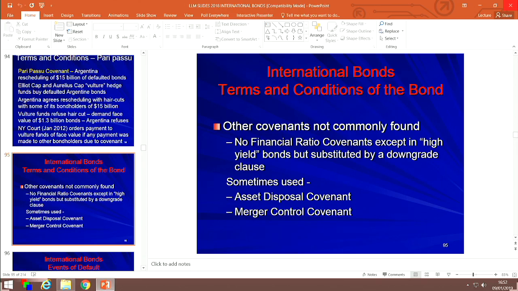Well, it'll be for the benefit of the investors. There's an asset disposal covenant, a merger control covenant. It'll be for the benefit of the investors, and investors are more likely to trade than less.